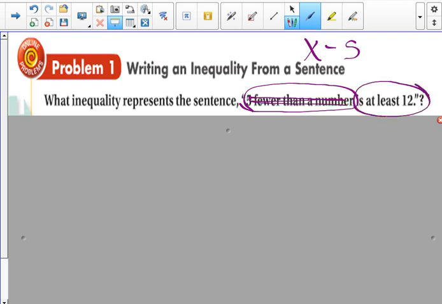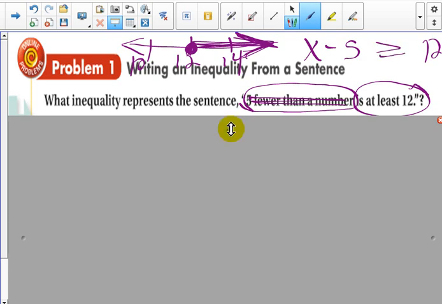Now here's the new part. Is at least 12. So we know we've got a 12 over here. What does is at least mean? Well, let's put the number line there. Let's draw a 12. That means 14 would be this way and 10 would be down there. At least 12. At the very least, it can be 12. So that means 12 is included, so color in your dot. If that's at least, it means the smallest it can be is 12. That means it's going to be greater than, so it's greater than or equal to 12. So x minus 5 is greater than or equal to 12.